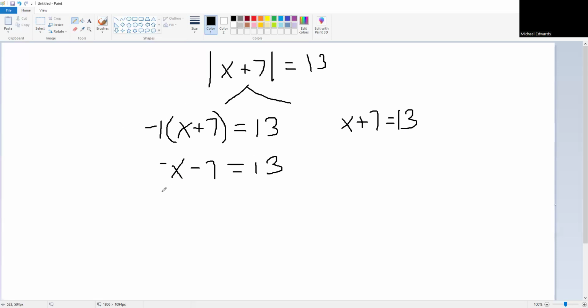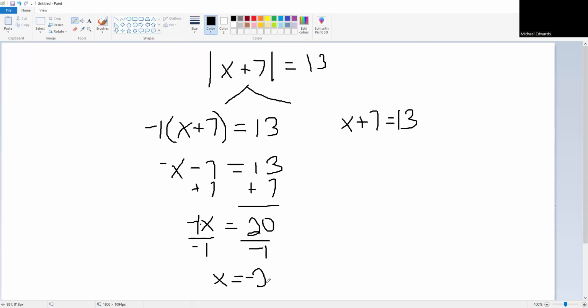And then we just solve. So push this over to this side. This would be negative X equals 20. That's 7 plus 13. And then we still have this negative here, it's actually -1. So it's multiplication. We divide out by -1, which makes this X equals -20.